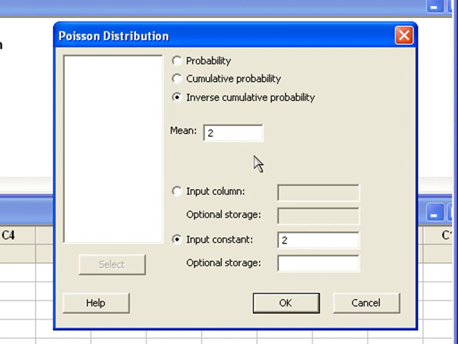The mean is still 2, but our input constant is the given probability, or percentile, 0.40. Don't enter a fraction into this part because Minitab will give you an error message.